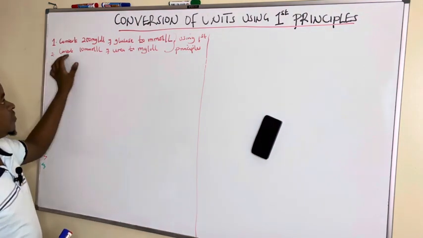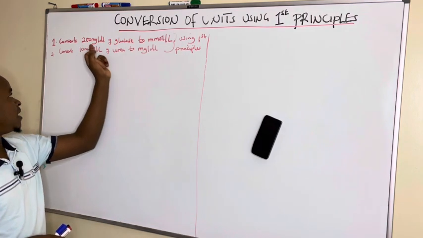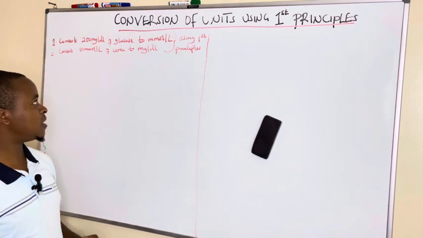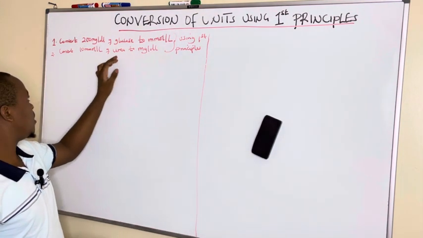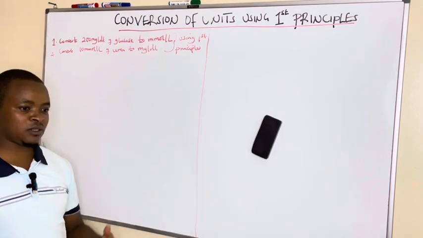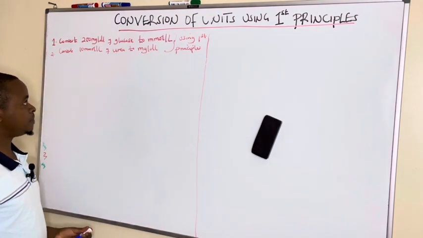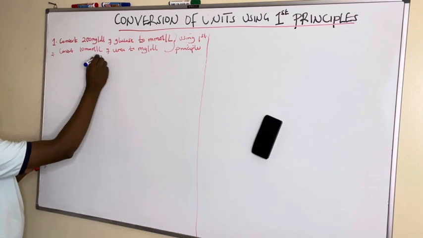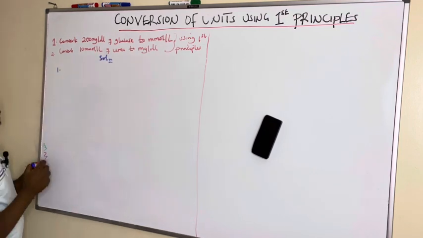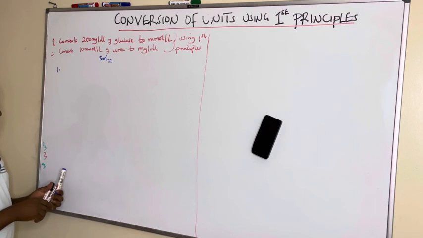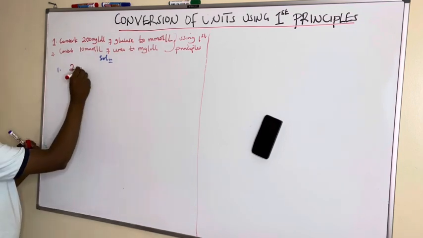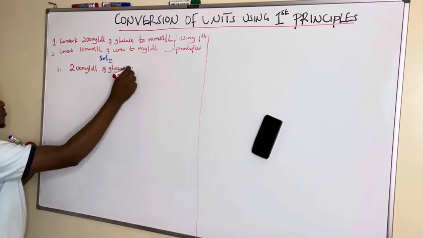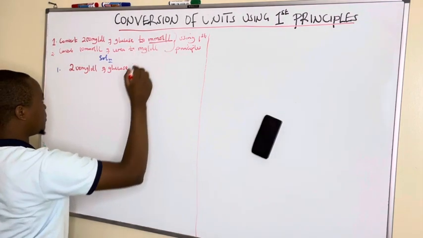In today's session we have two questions. We want to see how to convert 200 milligrams per deciliter of glucose to millimoles per liter, and we shall also see how to convert urea, 10 millimoles per liter, to milligrams per deciliter. So I want to start with number one, where we are converting 200 milligrams per deciliter of glucose to millimoles per liter.